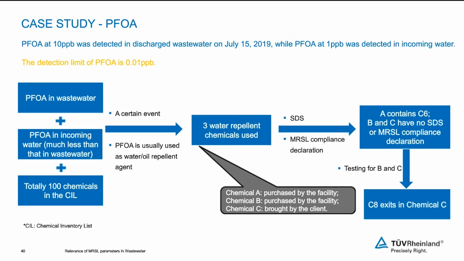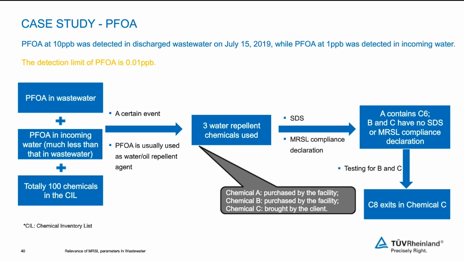After an interview with the factory responsible person, we found that it is also a certain event, as it is known that PFOA is usually used as a water and oil repellent agent. So only 3 water repellent chemicals are found in the chemical inventory. Chemicals A and B are purchased by the factory itself, while chemical C is brought by the client to process the performance. With the review of SDS and MRSL compliance declaration, we found that 1 chemical contains C6, and 2 of the 3 chemicals have no SDS or MRSL compliance declaration.